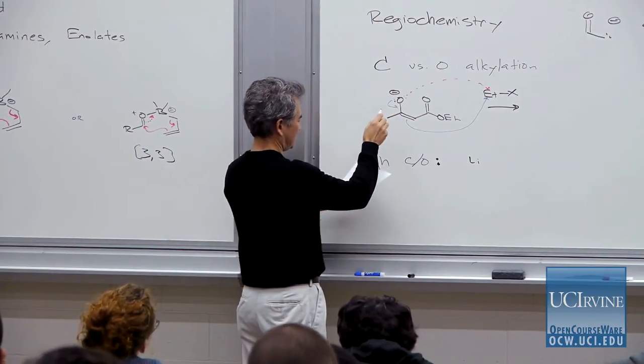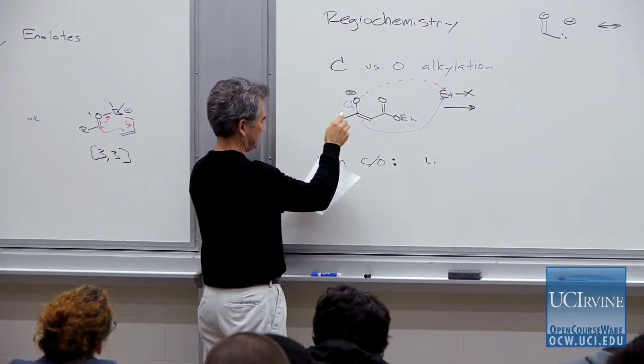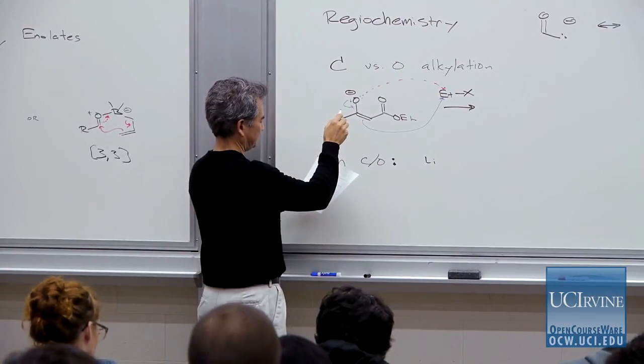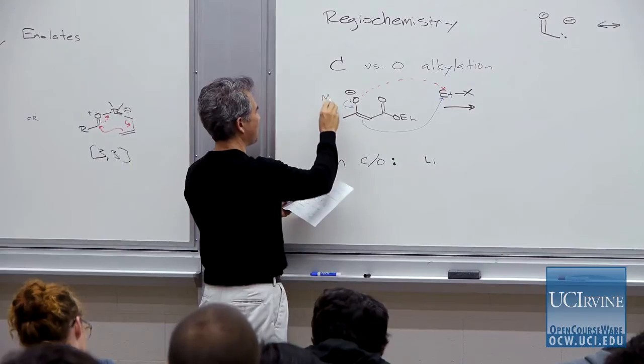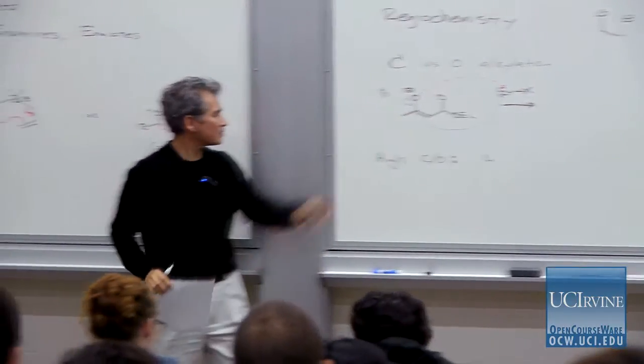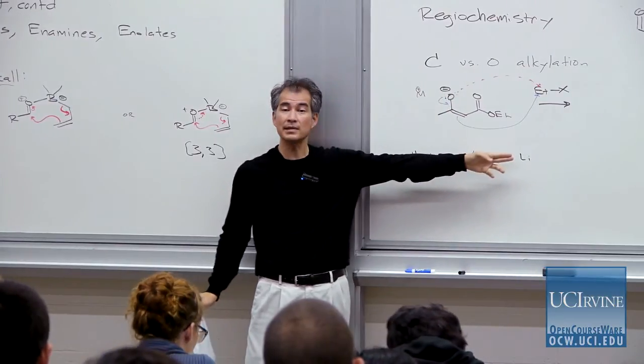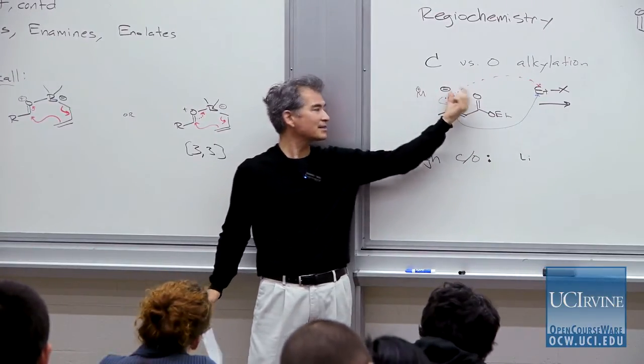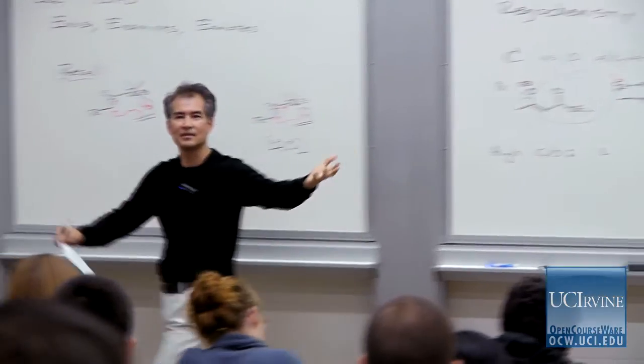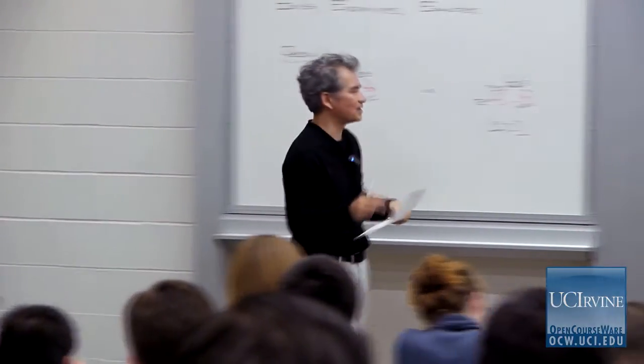So let me draw metal here, metal plus. In other words, is this metal floating off in space like I drew it, or is it covalently bound? If you choose lithium, that lithium is bound here. Actually, it's chelated between the two oxygens. That lithium is tightly bound to the oxygen.